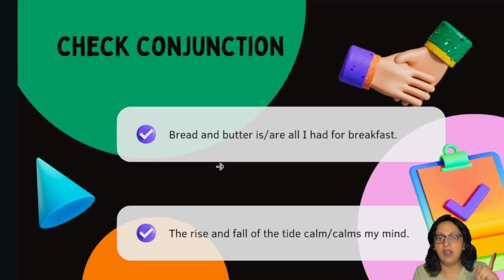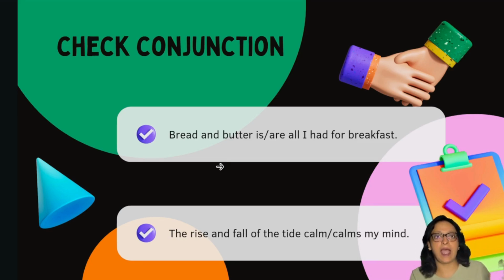This is one meal which I had for breakfast. Therefore, the subject is singular and the verb also becomes singular. So bread and butter is all I had for breakfast. In the second one, the rise and fall of the tide calms my mind. Now, rise and fall of the tide goes up and falls again.